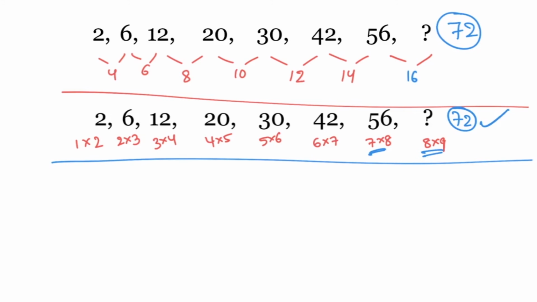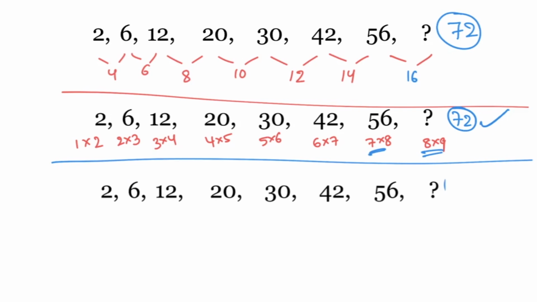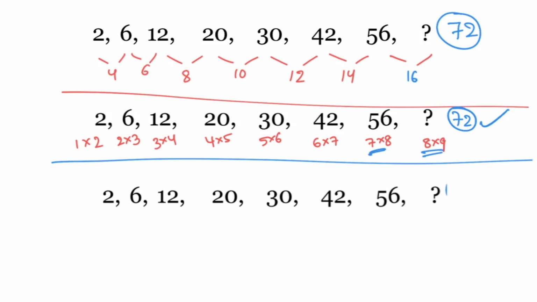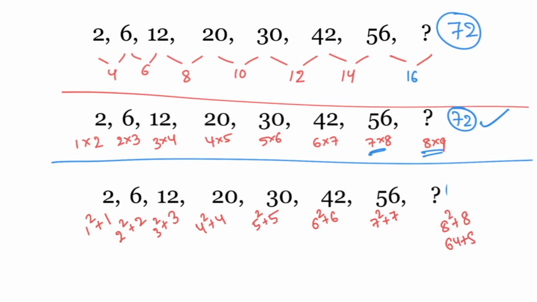Otherwise, the given series is 2, 6, 12, 20, 30, 42, 56. First term 2 is 1 square plus 1, 6 is 2 square 4 plus 2, 12 is 3 square 9 plus 3, 20 is 4 square 16 plus 4, 30 is 5 square 25 plus 5, 6 square 36 plus 6, 7 square 49 plus 7 is 56. Next term is 8 square plus 8, 64 plus 8, 72. So missing term is 72.